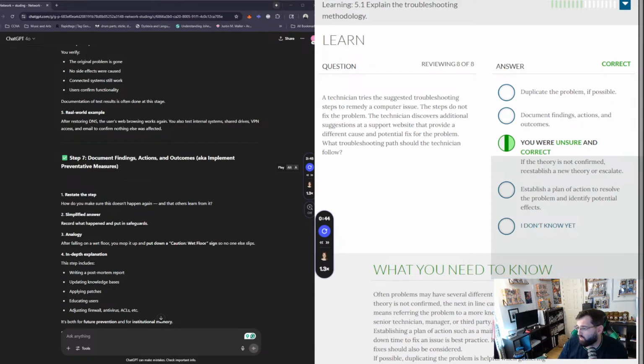All right, let's see what's going on with this. A technician tries the suggested troubleshooting steps to remedy a computer issue. The steps do not fix the problem. The technician discovers additional suggestions at a support website that provide a different cause and potential fix for the problem. What troubleshooting path should the technician follow? Okay, so this is exactly what happened with the Xbox remote that I had.